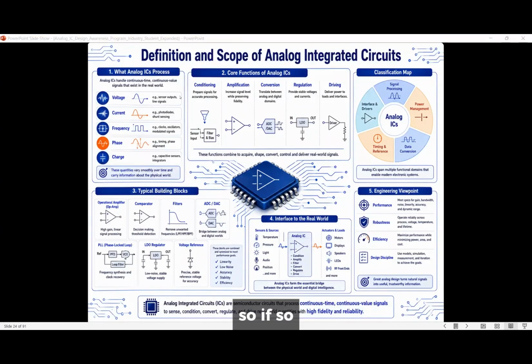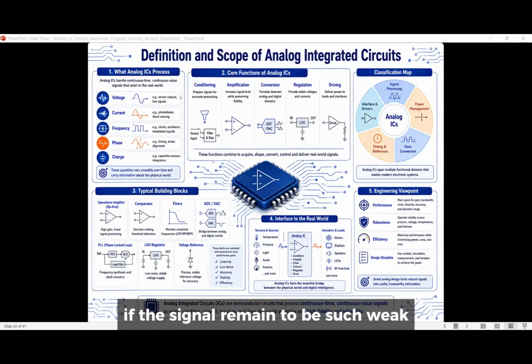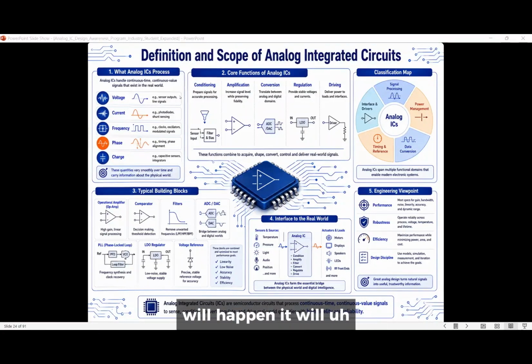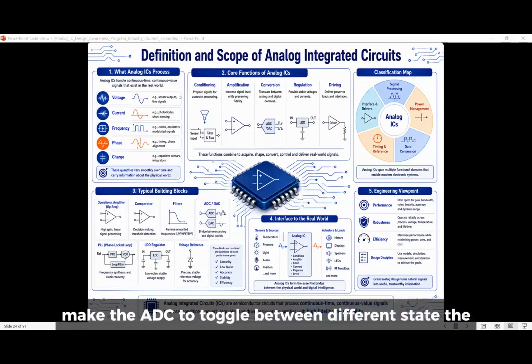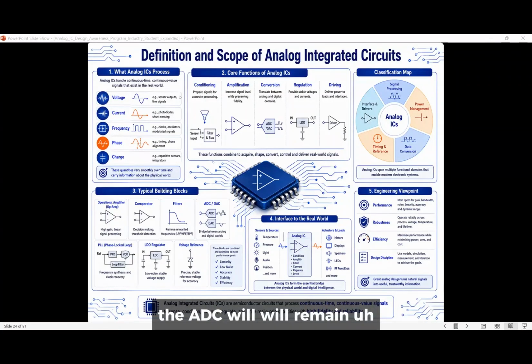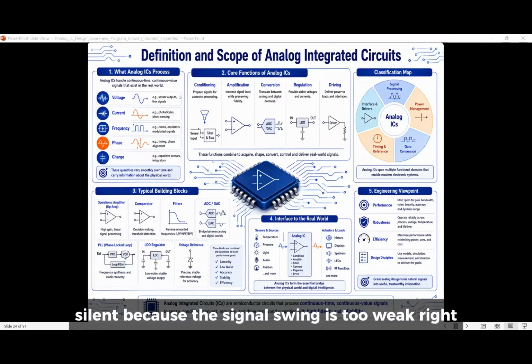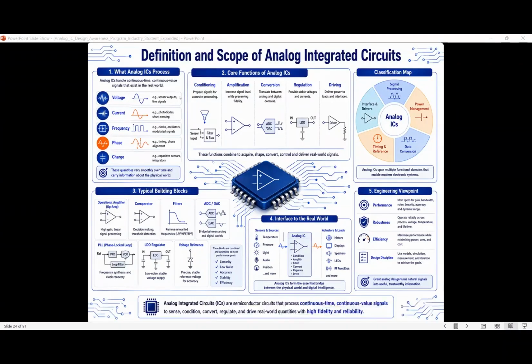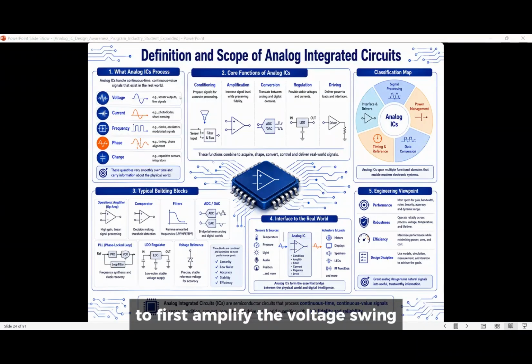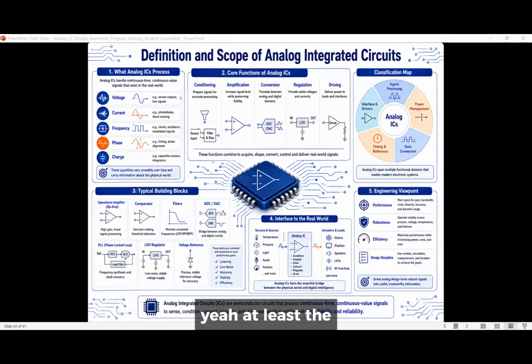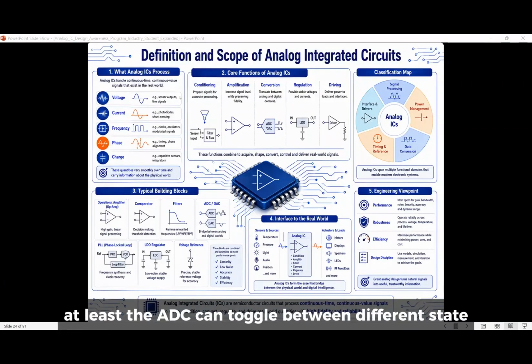If the signal remains so weak and directly drives the ADC, what will happen? It cannot make the ADC toggle between different states. The ADC will remain silent because the signal swing is too weak. For this reason, we first have to amplify the voltage swing to sufficiently drive the ADC, so that at least the ADC can toggle between different states and generate the digital code for the subsequent processing.